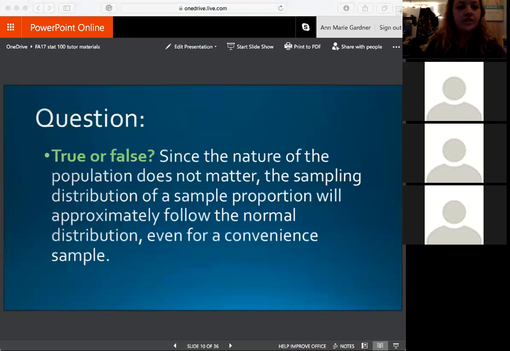Here's another question. True or false: since the nature of the population does not matter, the sampling distribution of a sample proportion will approximately follow a normal distribution even for a convenience sample. So try this one out and then let me know what you think.